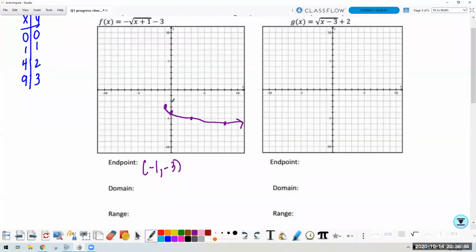Okay, so I have to answer domain and range for this graph. Domain is the x values, and I have every x greater than or equal to negative 1. And the y's are decreasing. They're below that endpoint, so it's every y less than or equal to negative 3.